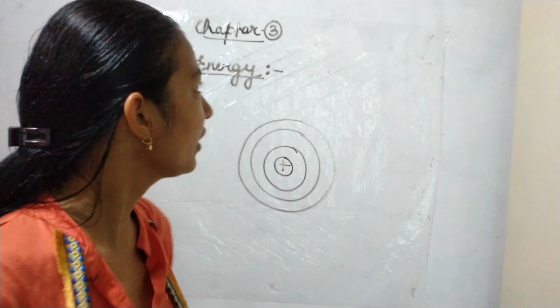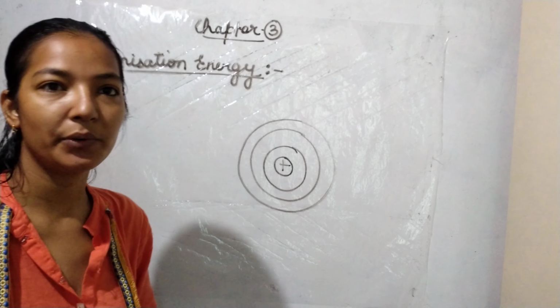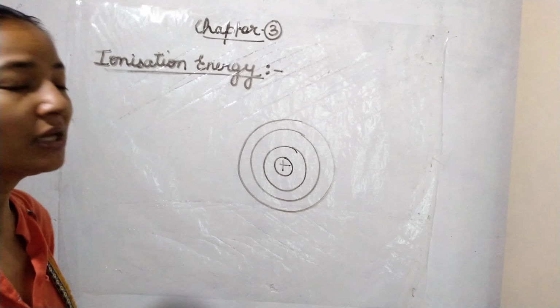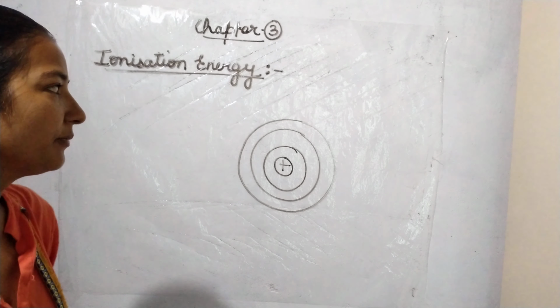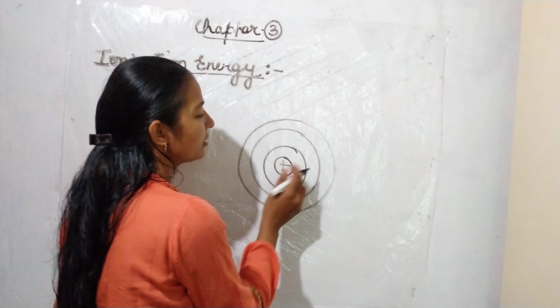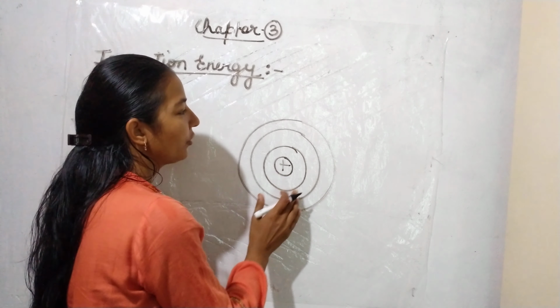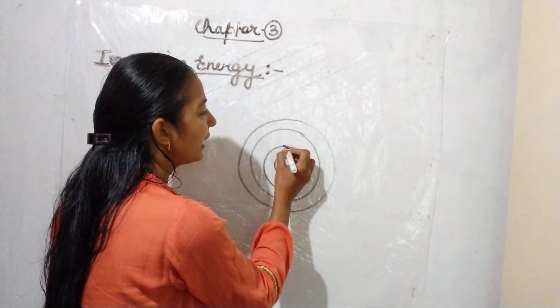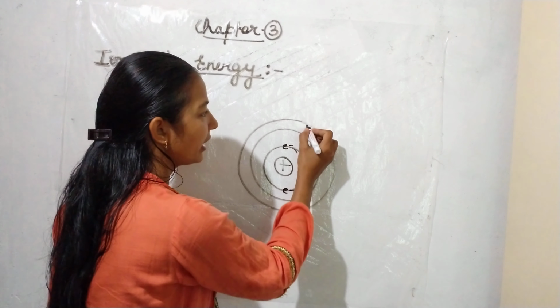Hello students, now we are doing the next part of the chapter, that is ionization energy. We have done the practice of Z effective, that is effective nuclear charge. Now we are going to discuss ionization energy. So what is ionization energy? It is the energy which is required to remove an electron. Suppose this is the atom, and here the electrons are present.